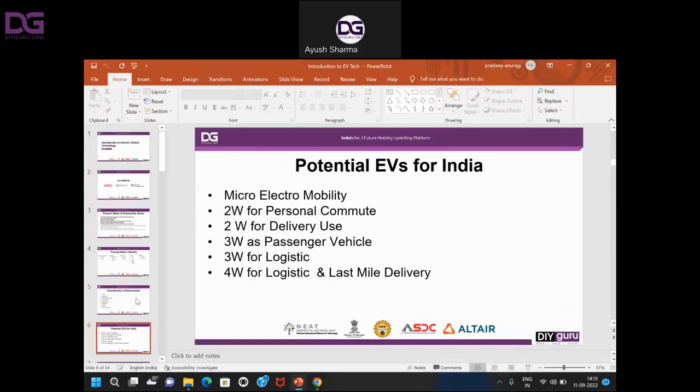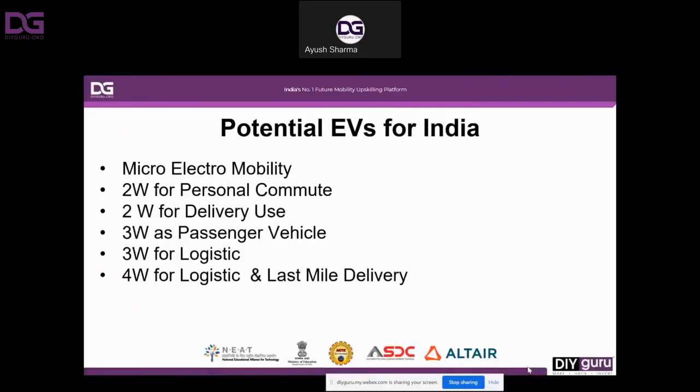So what are the potentials we are having in the electric vehicle segments for India? If I'm talking about the potential of EVs for India, like I told you, we are having different segments, like two-wheeler, three-wheeler, and four-wheeler. And one another segment is called micro electromobility.